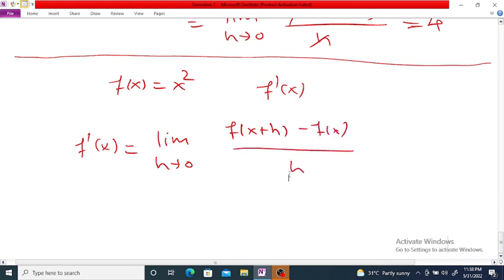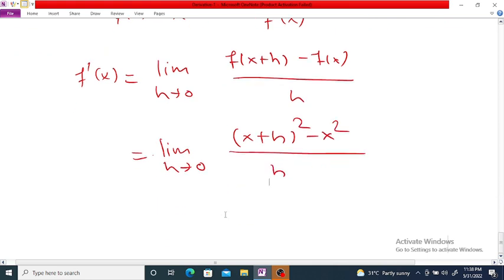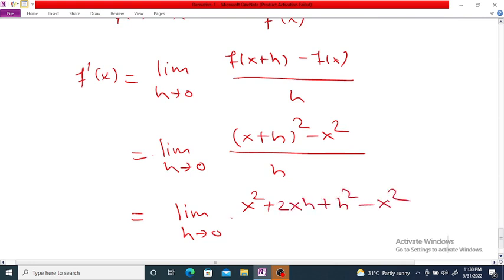So this is equal to the limit as h tends to 0 of (x plus h) squared minus x squared, divided by h. So this is equal to the limit as h tends to 0 of x squared plus 2xh plus h squared minus x squared, divided by h.